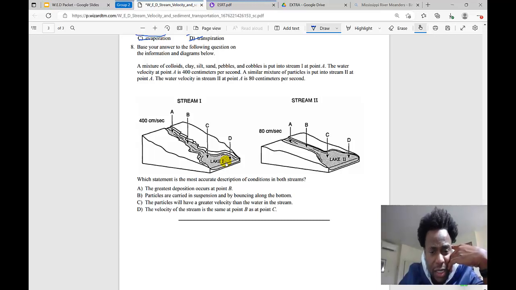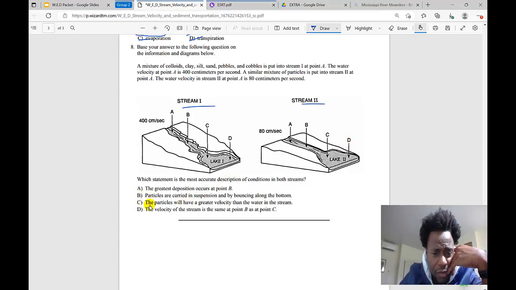Which statement is the most accurate description of conditions in both streams? So we have stream 1 here, and then we have stream 2 here. You have points A, B, C, D right there as well. And I can see that A will be the source where the river is flowing way faster, and then D will be the mouth of the river where the river joins a bigger body of water like a lake or an ocean. As a result, most deposition will take place at D.